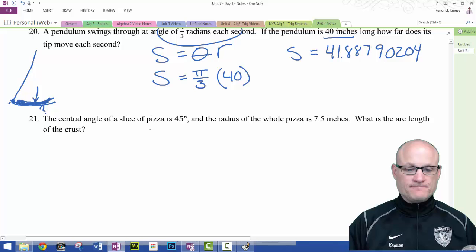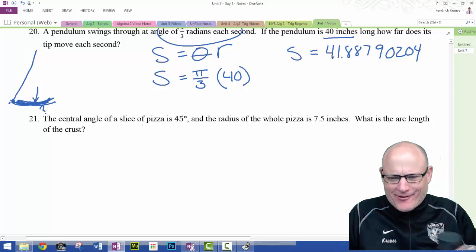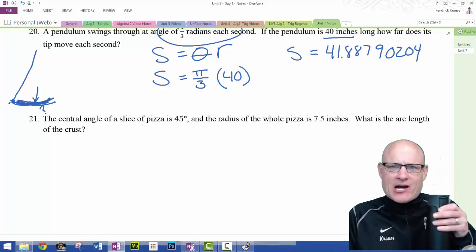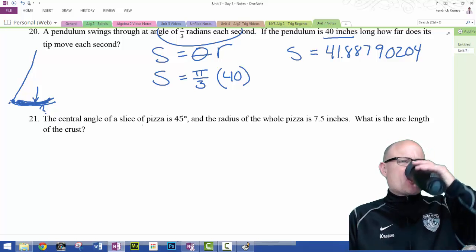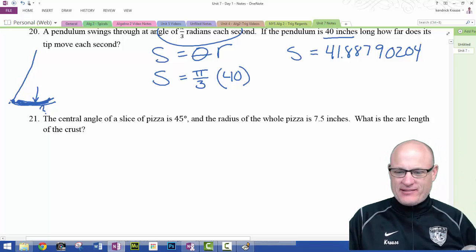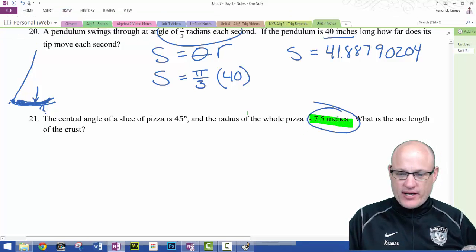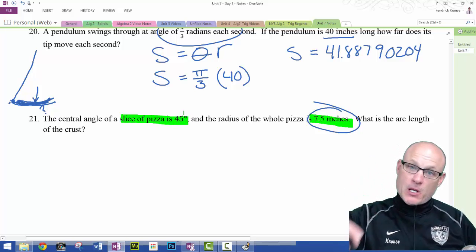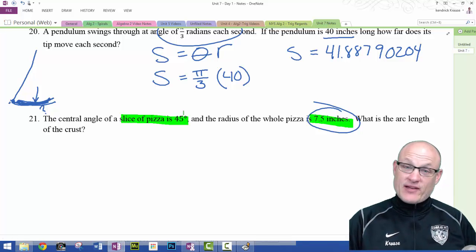All right, last one. This is the tricky one. I would like to know how long my crust is on my pizza. Everybody wants to know that. So I carefully take out my protractor. I measure the angle, 45 degrees. I take out a ruler. I find out my pizza's radius is 7.5 inches. I cut out a 45 degree angle, and I want to know how long my crust is on my pizza. Clearly, a real life example that everybody's doing.